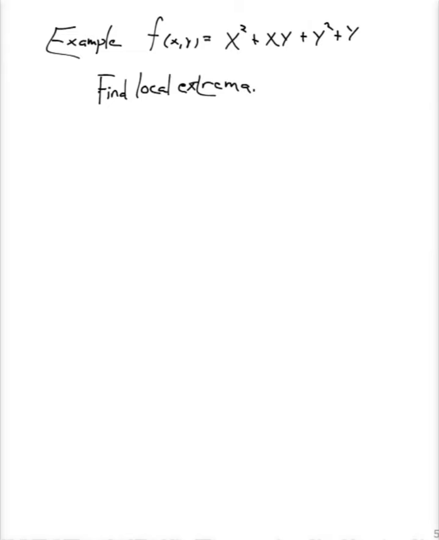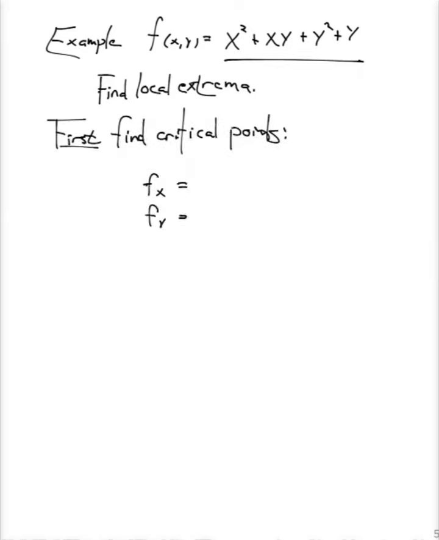Here's our example. Let f(x, y) equal the function x squared plus xy plus y squared plus y. Let's find all local extrema. So we'll begin by finding the critical points. To find critical points, we need the x and y partial derivatives, so we find those. The x and y partial derivatives are 2x plus y and x plus 2y plus 1, respectively.